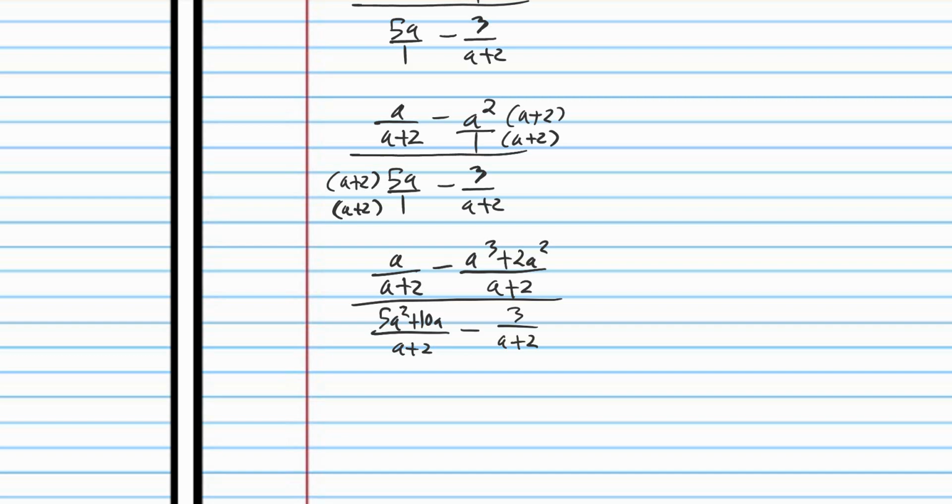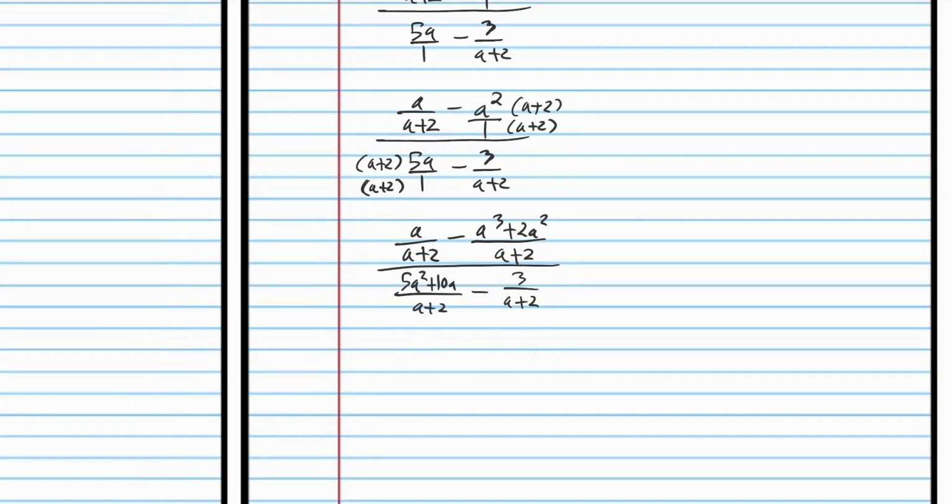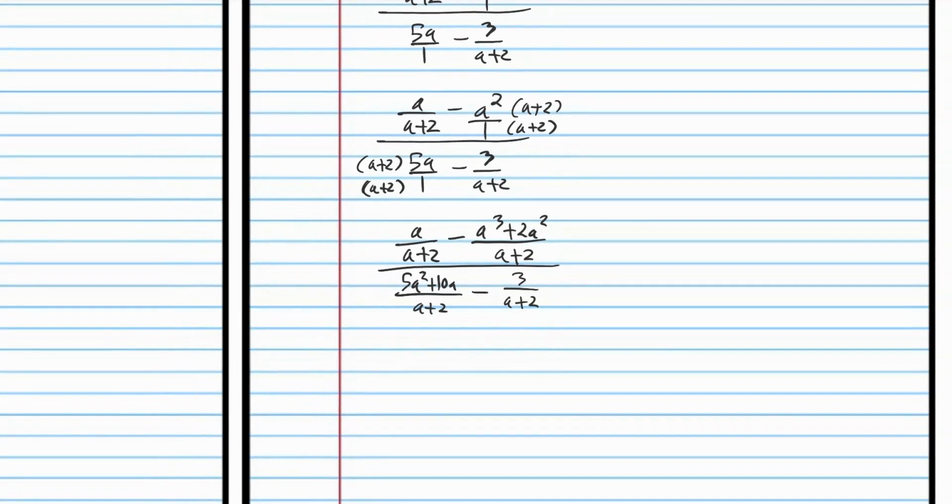Just double checking everything. Again, you make one mistake in algebra and the whole thing is going to be wrong. So now we have a common denominator. Do you see all these common denominators? That's why we did that. Now we can combine the numerators and the denominators.